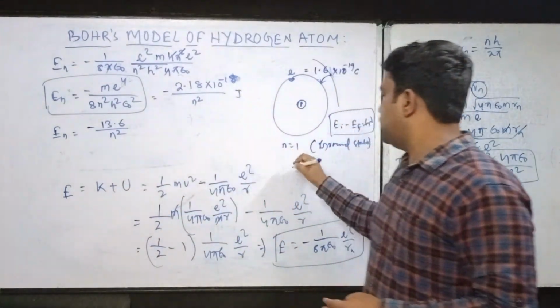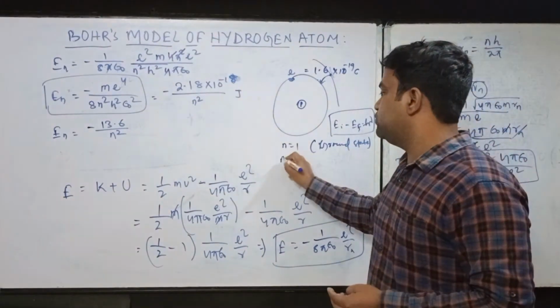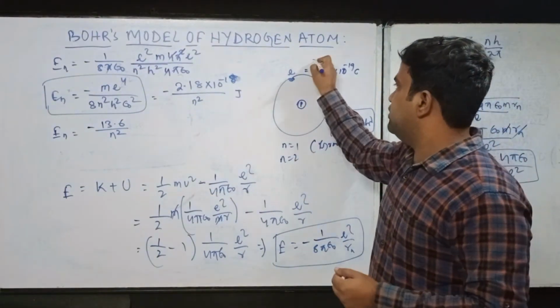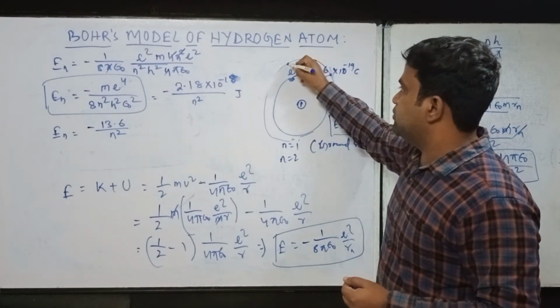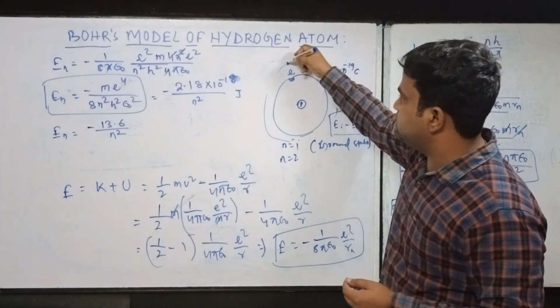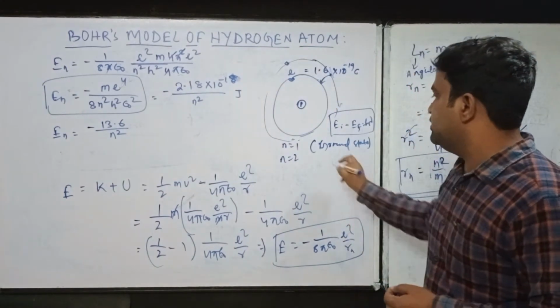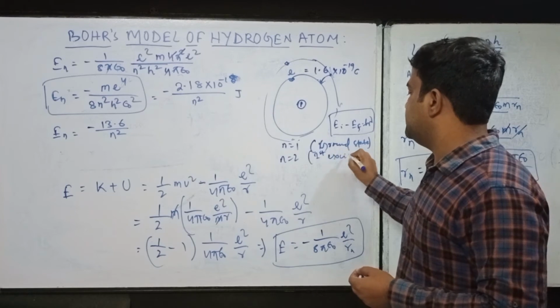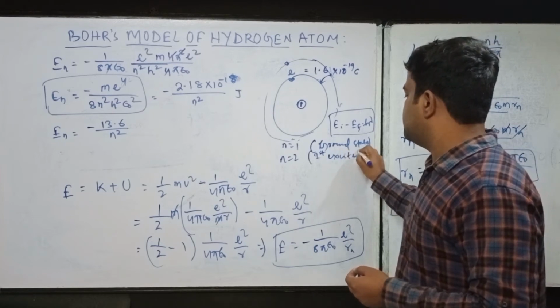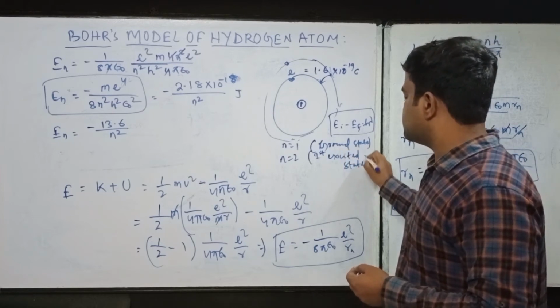So n equal to 1 is the ground state, n equal to 2 is the second orbit. If this electron is taken to the second orbit, it will absorb some energy and it will reach the second state. So this is the first excited state, correct?